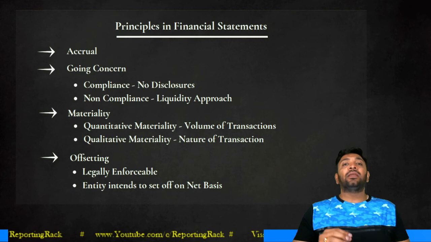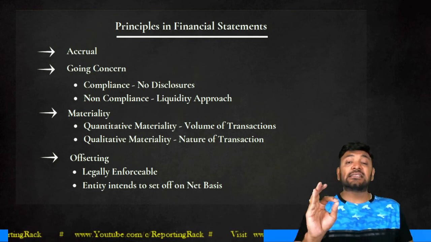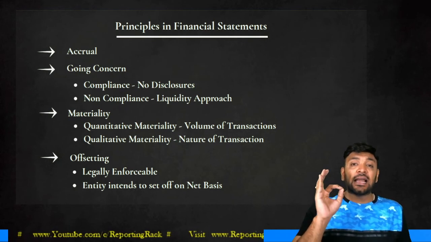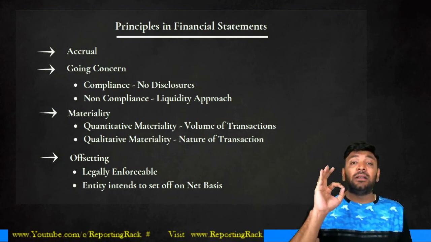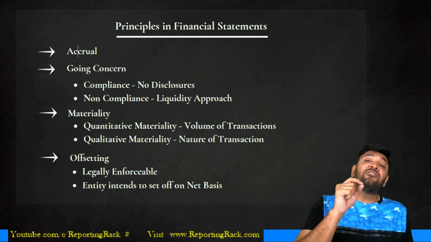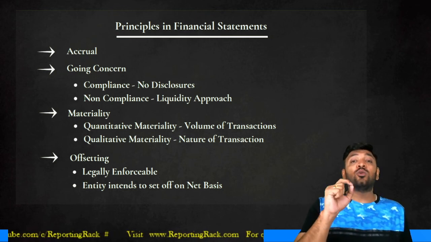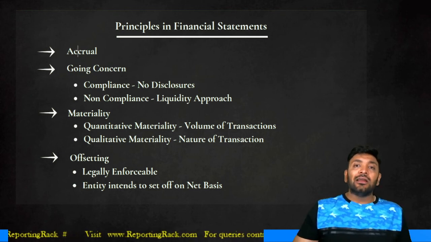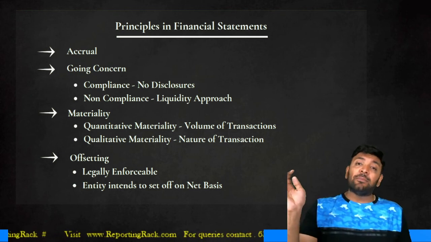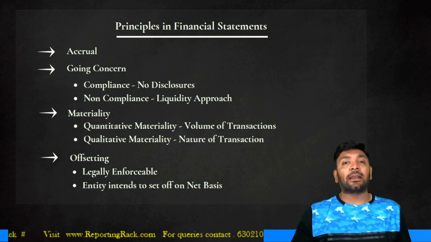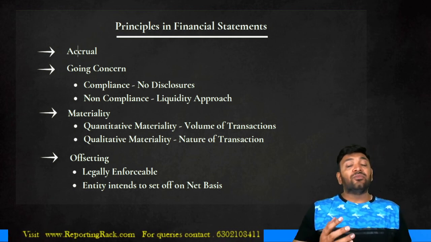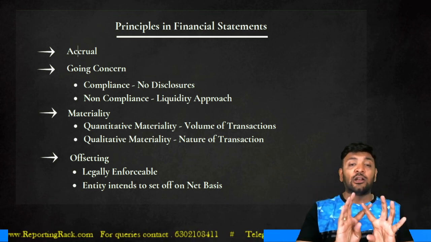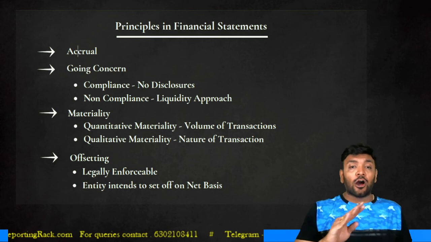For example, I have a deferred tax asset emerging from unabsorbed depreciation. I have a deferred tax liability related to a capital gain. Is it legally enforceable for set off? Can a capital gain deferred tax liability be adjusted against unabsorbed depreciation under PGBP? Not possible. Therefore, it is not legally enforceable for the deferred tax asset and deferred tax liability to be set off. So therefore, you cannot offset.